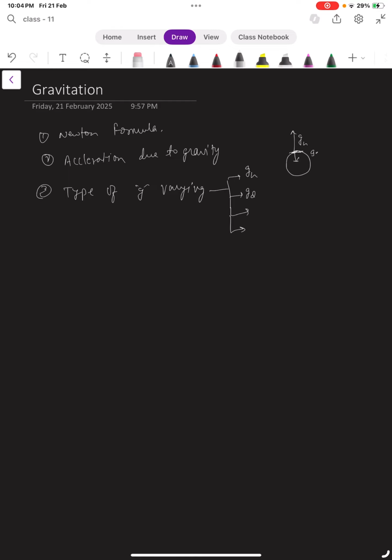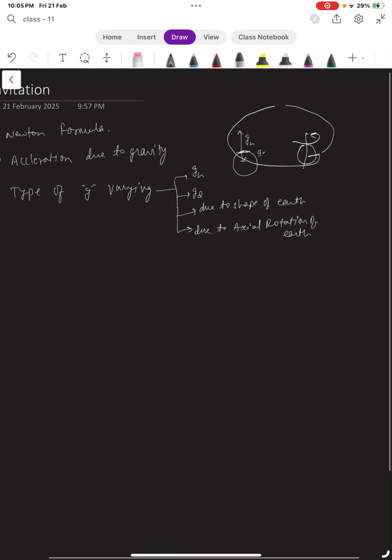Now the third part is due to the shape of earth, and the fourth part is due to axial rotation of earth. That means we know that the earth also rotates axially about its own axis, and it also revolves around the sun, right? So there are two types of rotation of earth.